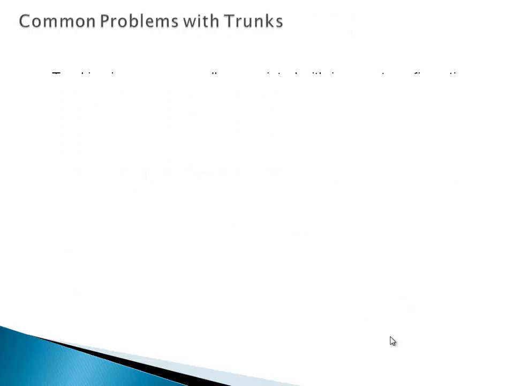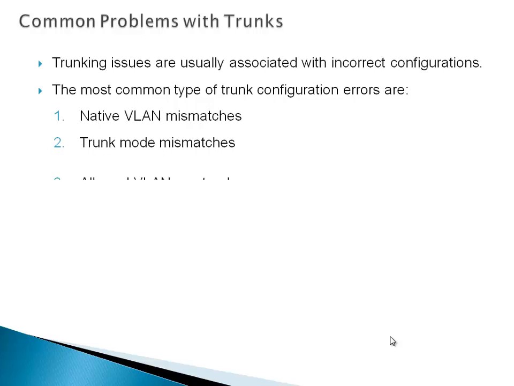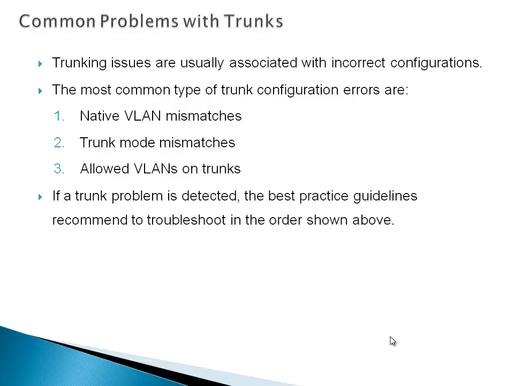Common problems with the trunks. Trunking issues are usually associated with incorrect configuration. The most common types of incorrect configurations would be native VLAN mismatches, trunk mode mismatches, and allowed VLANs on the trunk. So if a trunk problem is detected, the best practice guidelines recommended to troubleshoot is in the order shown above.